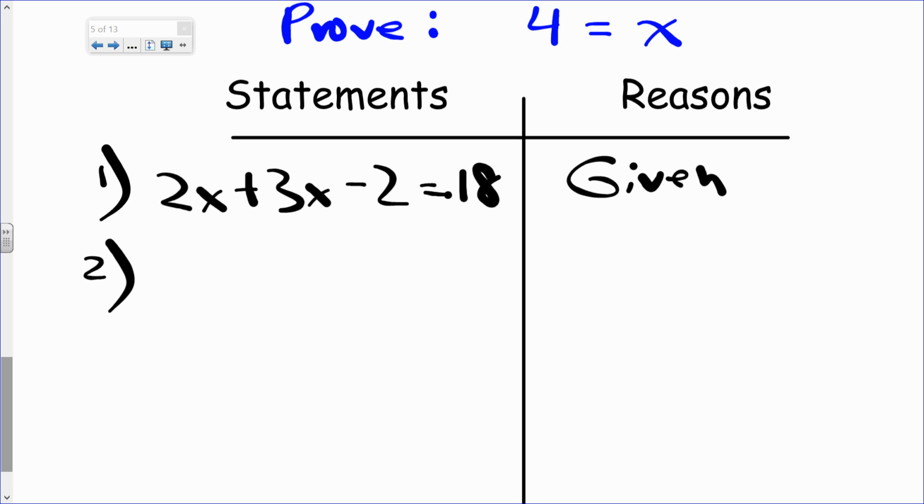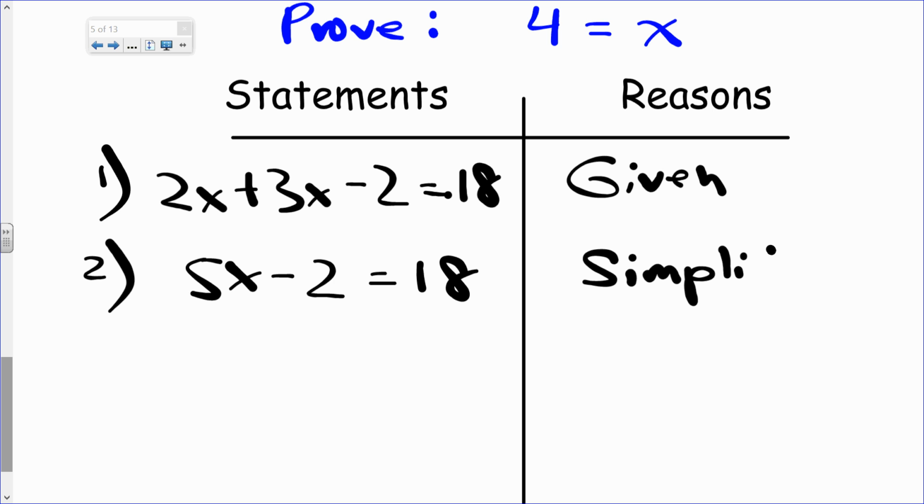Look at what we're going to do. 2x and 3x make how many x's? Bailiff, take this guy out of here. 2x and 3x make how many x's? Thank you. Stay with me. 5x minus 2 is 18. From statement 1 to statement 2, we just simplified. So for the reason I'm going to put simplify. There's no fancy reason. We combine like terms. It's called simplifying. Put that for your reason.